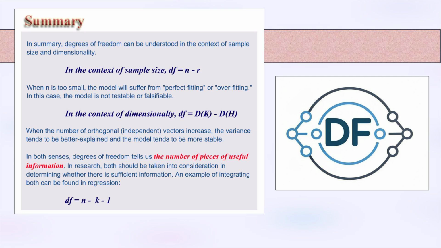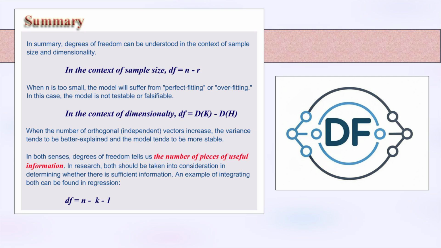In summary, degree of freedom can be understood in the context of sample size and dimensionality. In the context of sample size, df = n - r. When n is too small, the model will suffer from perfect fitting or overfitting. In this case, the model is untestable or unfalsifiable. In the context of dimensionality, df = dk - dh. When the number of orthogonal or independent vectors increases, the variance tends to be better explained, and the model tends to be more stable. In both senses, the degrees of freedom tells us the number of pieces of useful information.